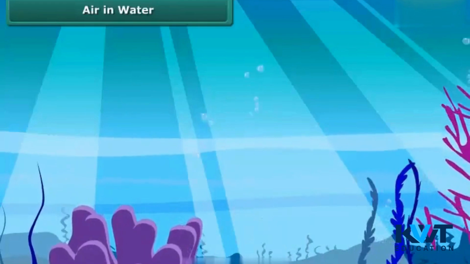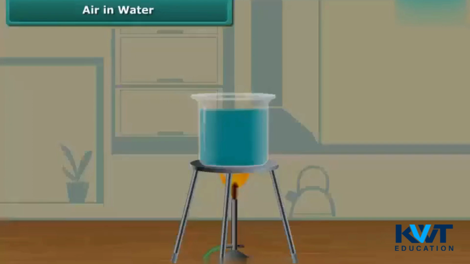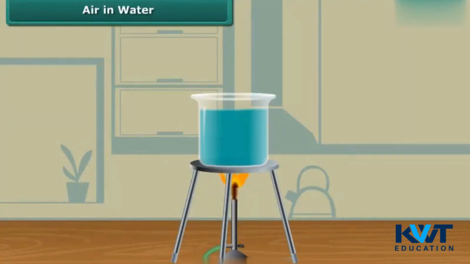Don't believe it? Come, let us do an activity. Take some water in a beaker. Heat it to boil. Can you see the bubbles coming out? Where are these bubbles coming from? These are coming from the water only. Air remains dissolved in water at normal temperature, so we can't see it. When water is heated, the dissolved air comes out as bubbles.